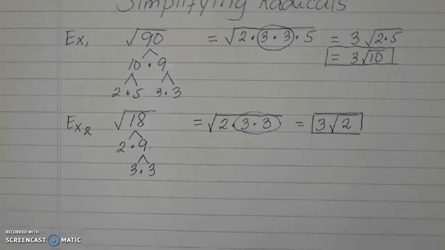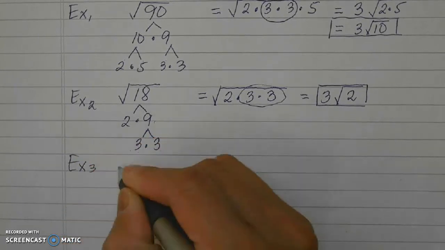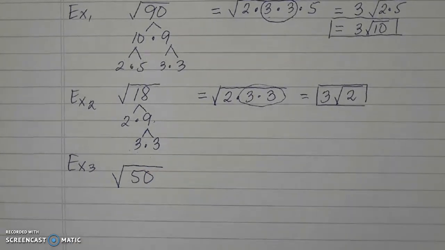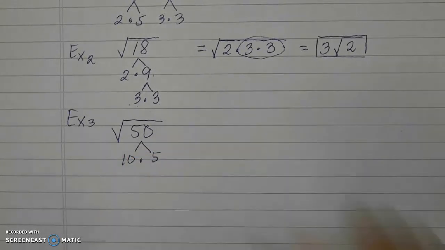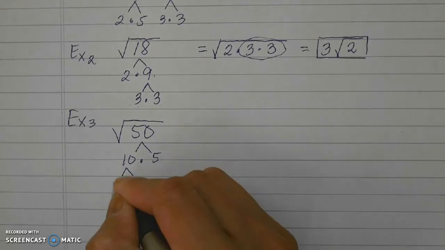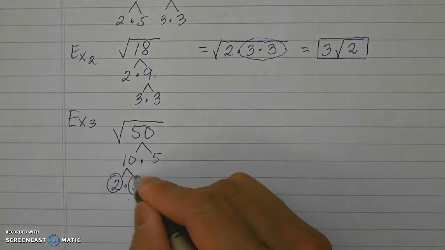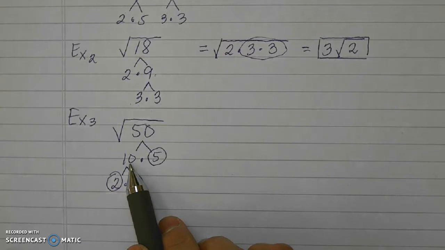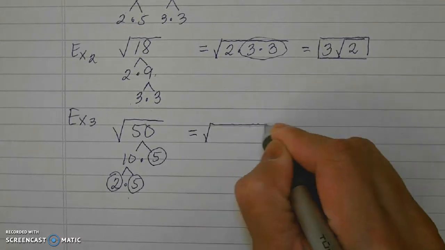Let's keep on giving examples. Let us have example number 3. What if we have the square root of 50? Alright. I'm kind of thinking 10 times 5. And 10 can be broken into 2 times 5. And those are your prime factors. It may help to circle them, just make sure you're not including the non-prime factors. So you're going to arrange them least to greatest inside your radical sign.